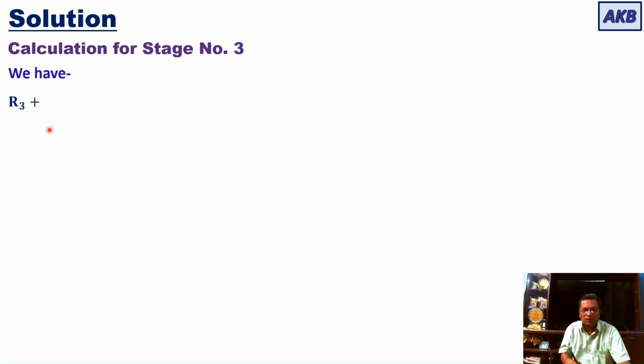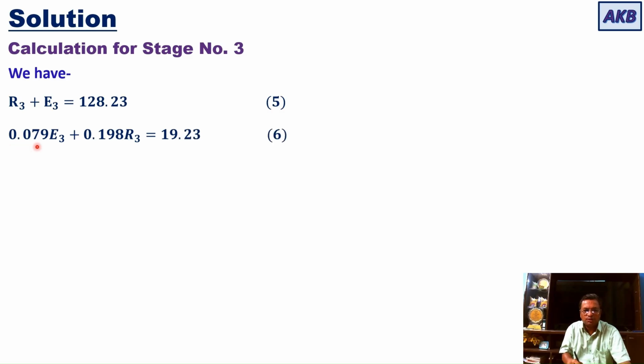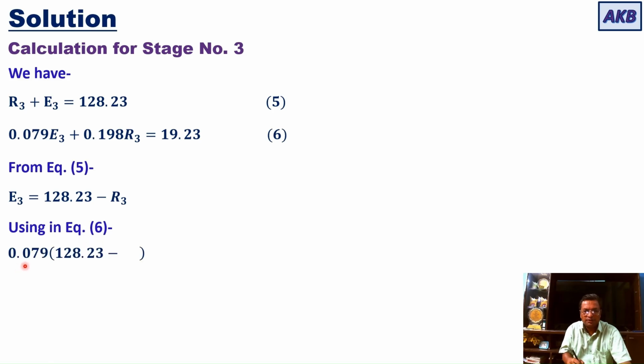And then we got equation 5. Earlier equation 5 was obtained. It is R3 plus E3 is equal to 128.23. And then we got equation number 6, which is 0.079 E3 plus 0.198 R3 is equal to 19.23. Now we have to solve equation 5 and 6 simultaneously. From equation 5, E3 is equal to 128.23 minus R3. I will use it in equation number 6. So that will be 0.079 into 128.23 minus R3 plus 0.198 R3, that is equal to 19.23.